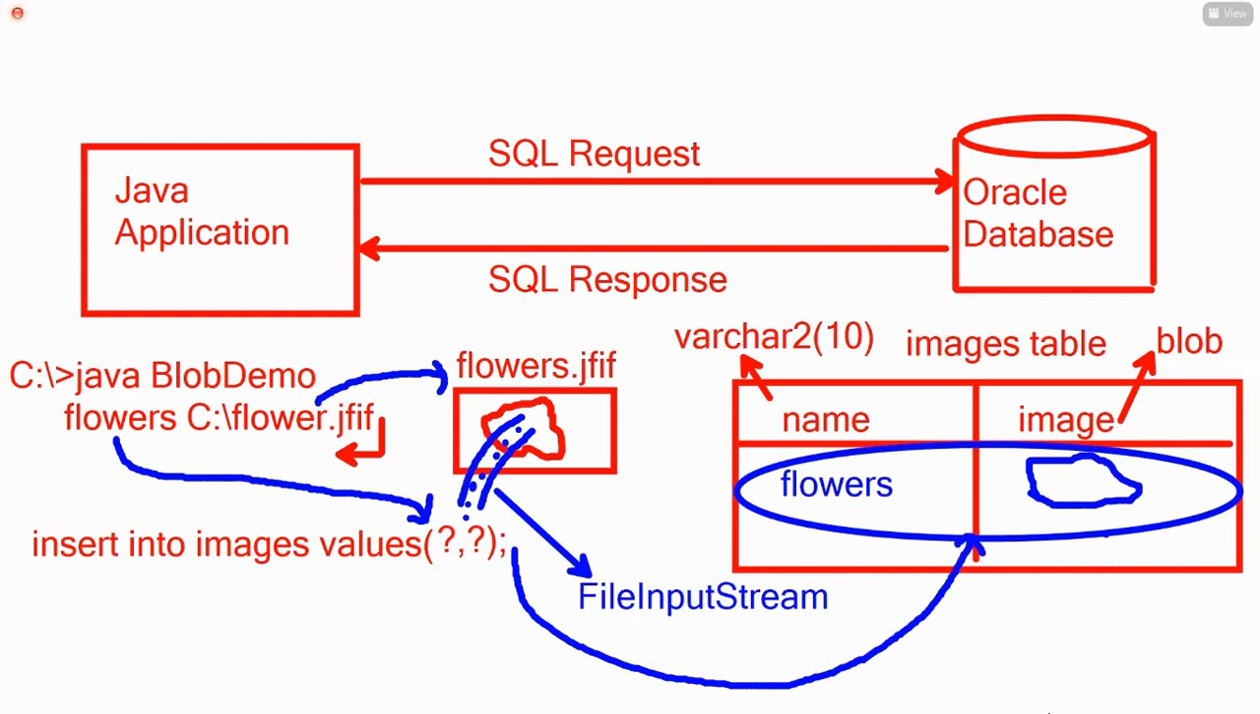Is it over? Yes, over. So what we have to do is, at the command prompt, two parameters we have to pass. One is the name of the image. Whatever you want, you can write. Okay, file name flowers. It is also flowers.